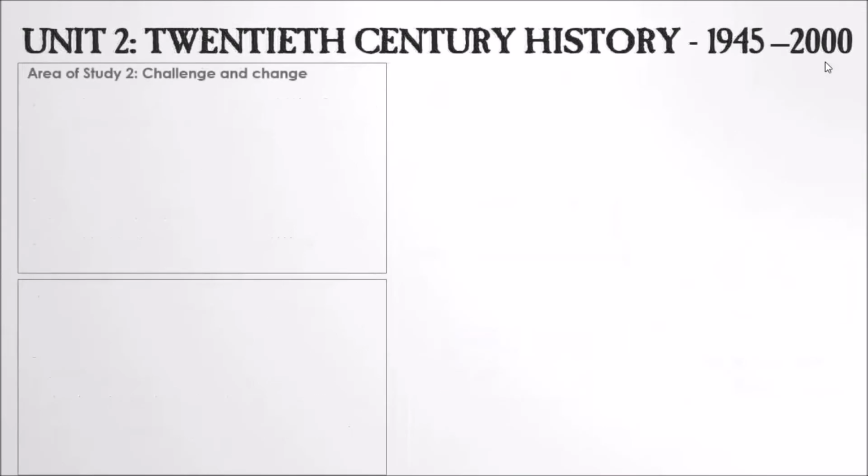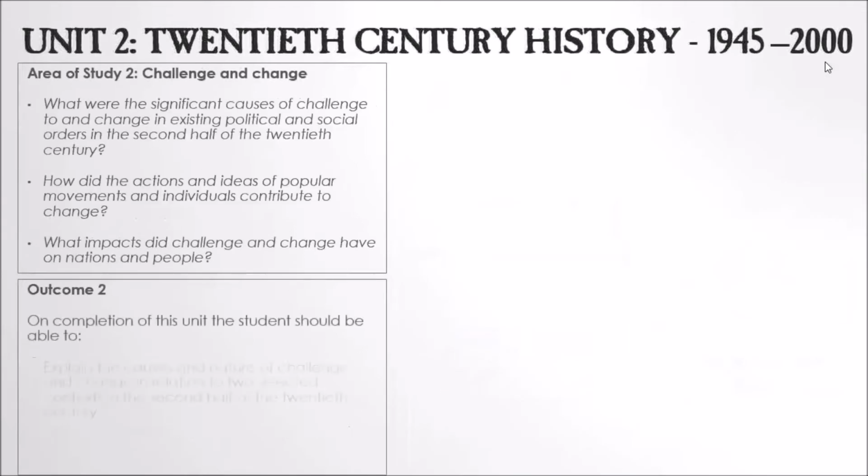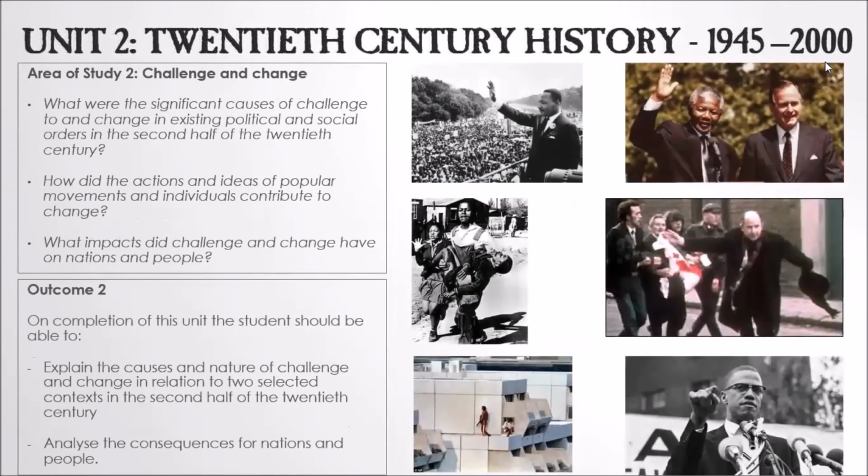And finally, we'll start to look at a little bit more of the way of challenge and change for some smaller areas, such as apartheid in South Africa. We'll also look at the civil rights struggle in the southern states of the US, and we'll touch on things like the Troubles, liberation struggles in various different countries, and other things along those lines.